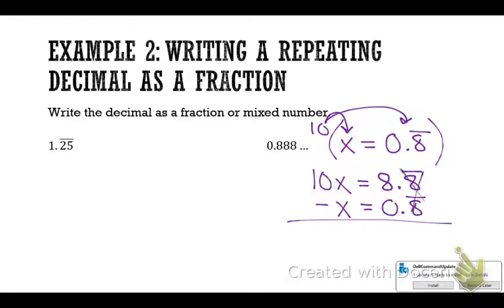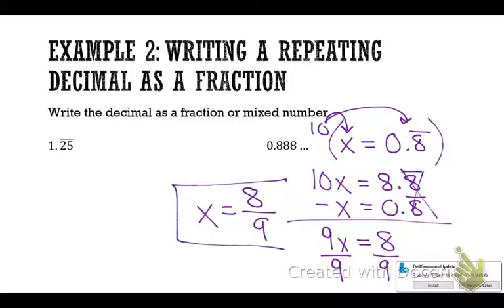Okay, because it doesn't matter that 0.8 repeats. I'm subtracting it from itself. What is 10x minus 1x? 9x equals 8. 9x equals 8. All right, now what do I do to both sides? Divide both sides by 9. And x equals 8 over 9. Okay? All right, and that is how you figure it out. That's how you solve it.